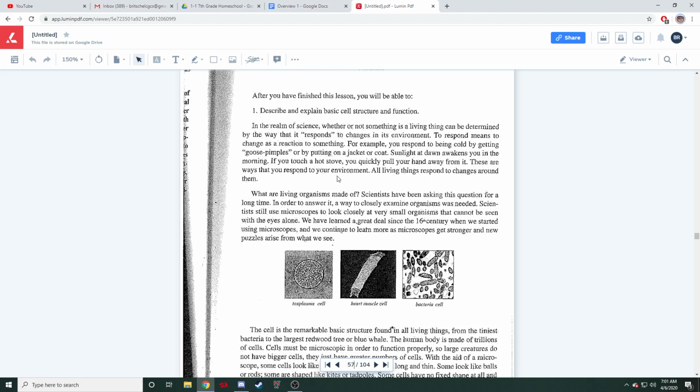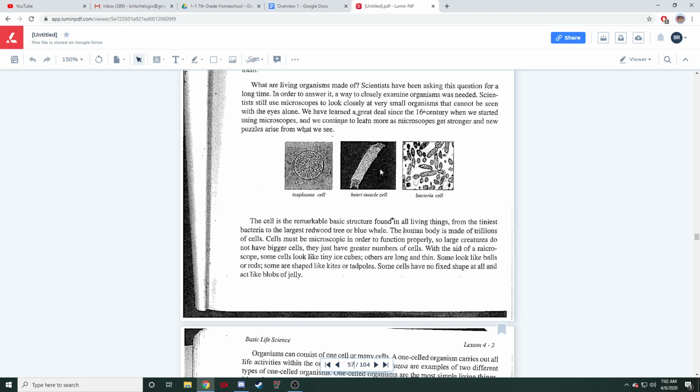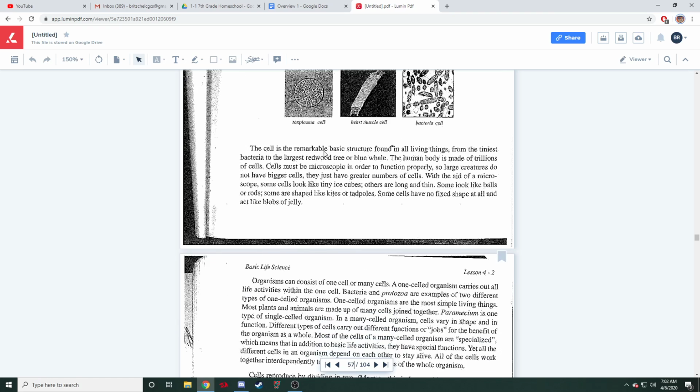All living things respond to changes around them. What are living organisms made of? Scientists have been asking this question for a long time. In order to answer it, a way to closely examine organisms was needed. Scientists still use microscopes to look closely at very small organisms that cannot be seen with the eyes alone. We have learned a great deal since the 16th century when we started using microscopes, and we continue to learn more as microscopes get stronger and new puzzles arise from what we can see. Pretty cool.